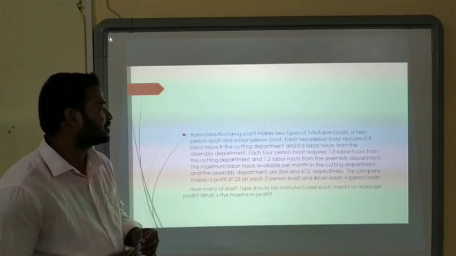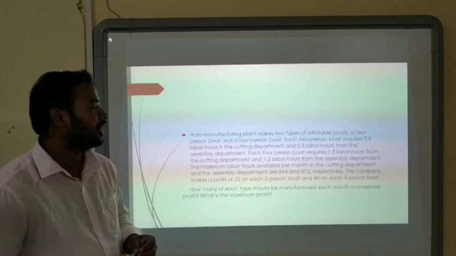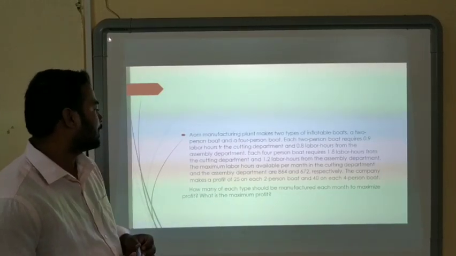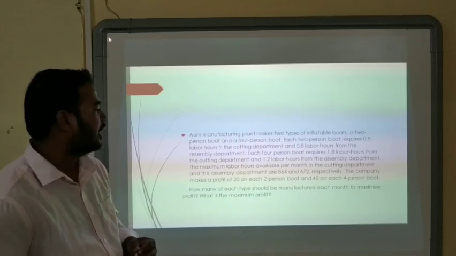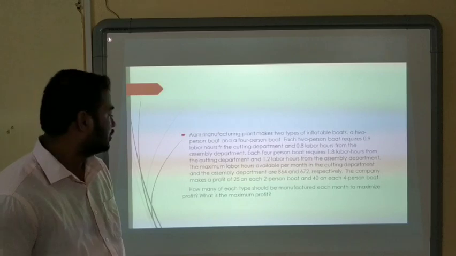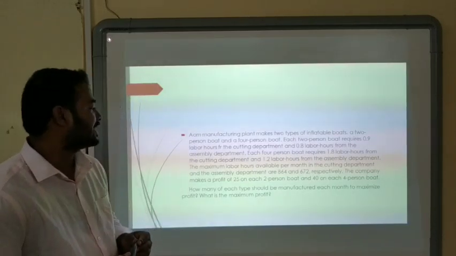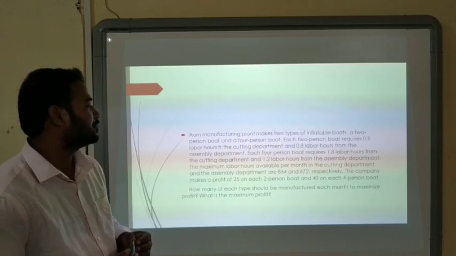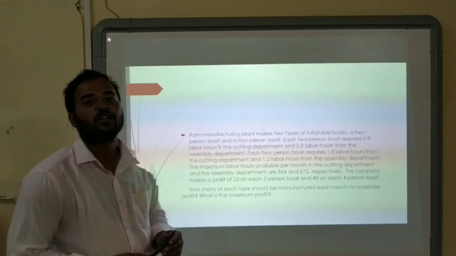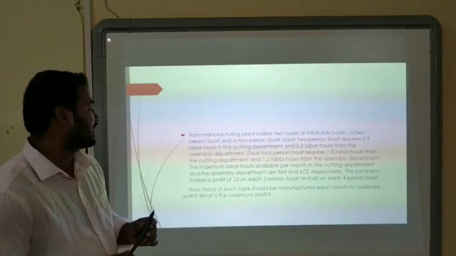The maximum labor hours available per month in the cutting department and the assembly department are 864 and 672 respectively. The company makes a profit of 25 on each 2-person board and 40 on each 4-person board. How many of each type should be manufactured each month to maximize the profit? What is the maximum profit? Here we need to identify the maximum profit in the month.